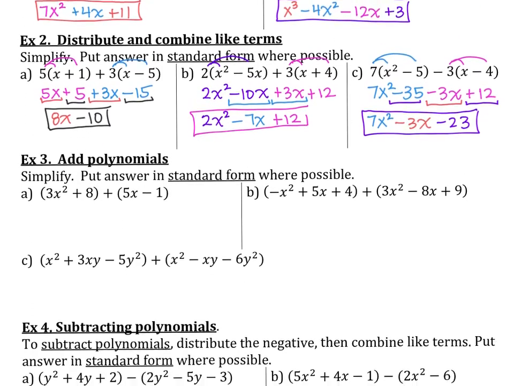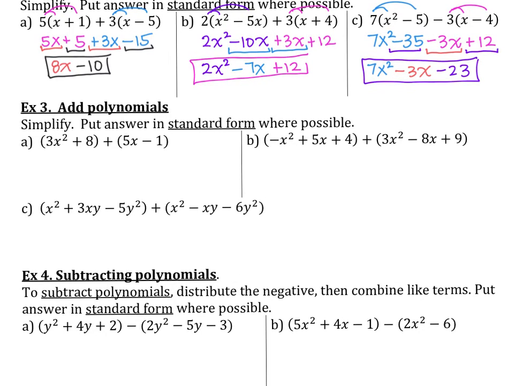Okay, now we're going to add polynomials and subtract polynomials, but it's exactly what we were doing above. I just make it sound fancier. Okay, so if I look at A, it has 3x squared plus 8. It's in parentheses, but there's not actually any number in front of it. So it stays exactly the same.